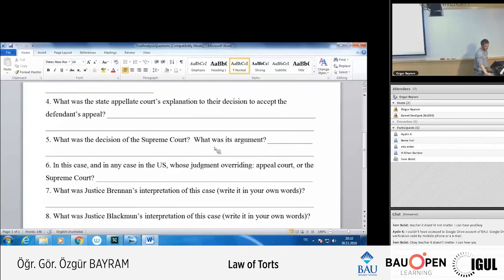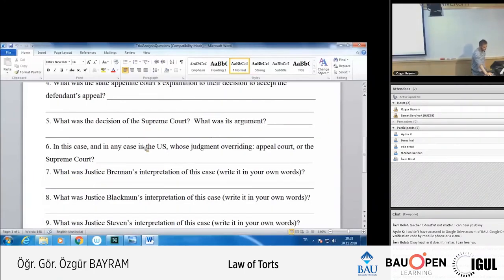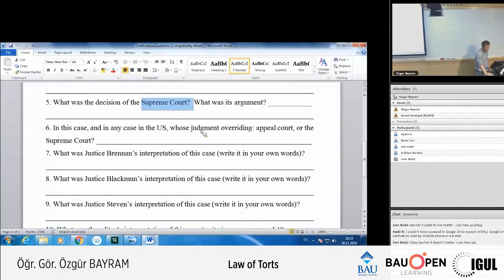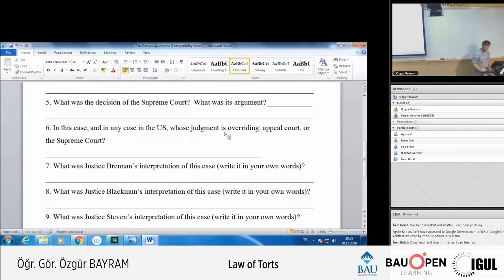Five, what was the decision of the Supreme Court? Yeah, I mean, okay, so we talked about this. Overruled the decision of the appeal court. The defendant is definitely guilty according to the Supreme Court. In this case, there's a grammar mistake: overriding, it's the Supreme Court's judgment. Overriding is what in Turkish, that word? Üstüne çıkma. Oh, there is one, Turkish.